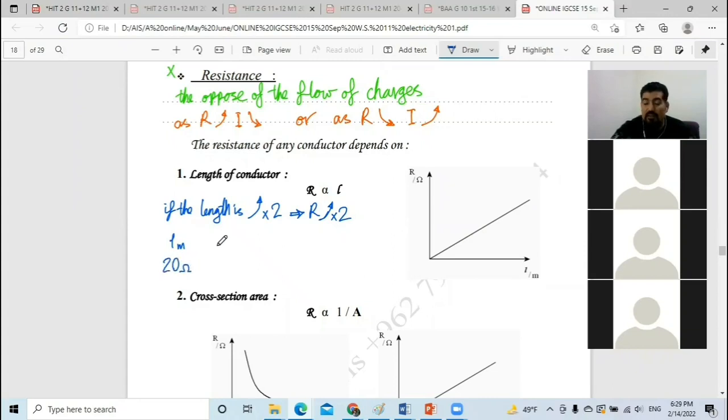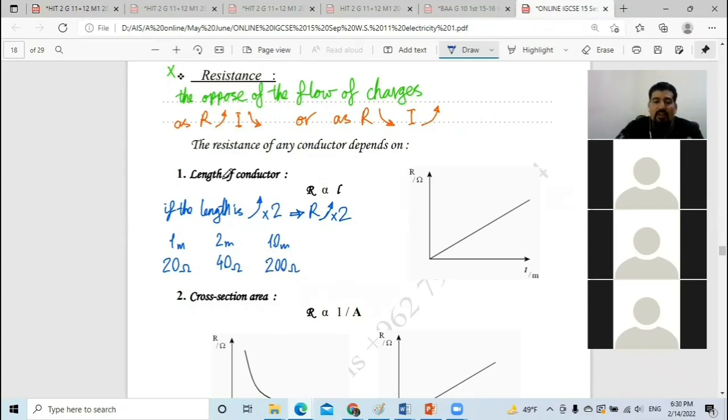20 ohms. If I bring another wire 2 meters long, how much will the resistance of it be? Send me on the chat. 1 meter 20 ohm, 2 meters, how many ohms will it be? Exactly. Thank you Muhammad. Thank you Layth. Bravo. It will be 40 ohm. 10 meters long, how much will the resistance be? Thank you guys. Bravo. 200 ohms, etc.